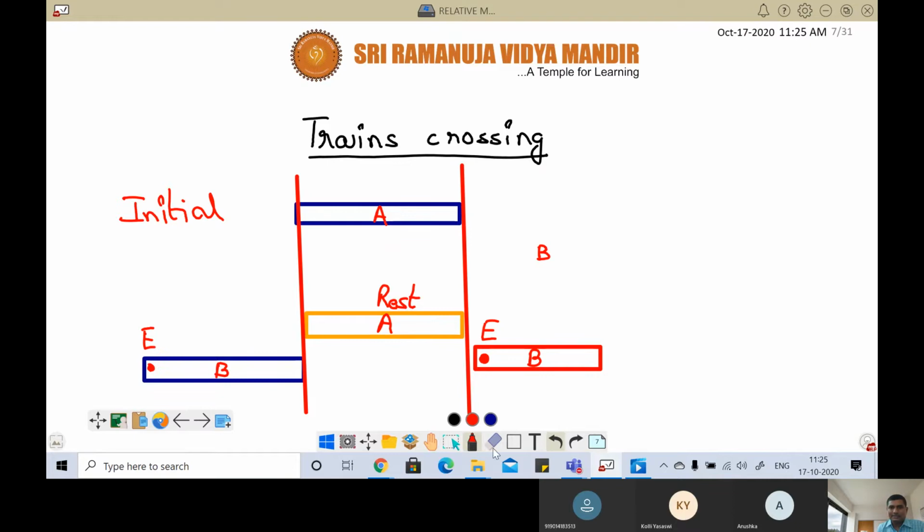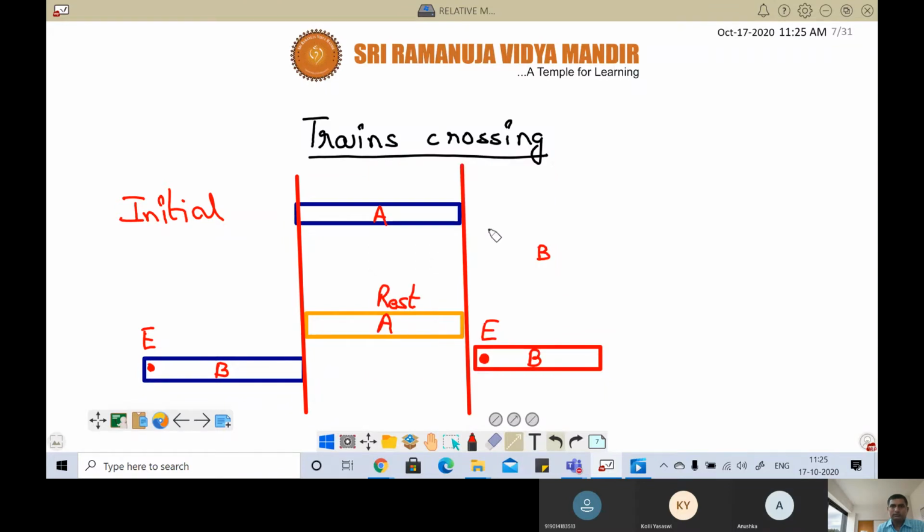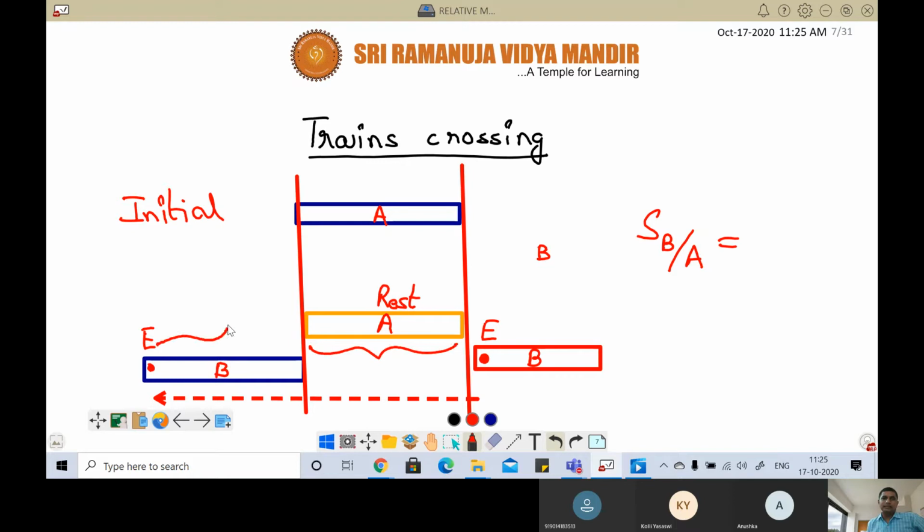So this distance covered, from engine to engine, is called the displacement of B with respect to A. Is it clear? That means basically this length of the train plus this length of the train. Is it clear?